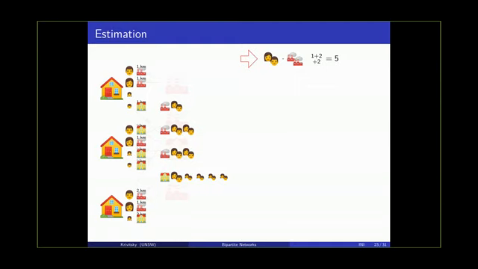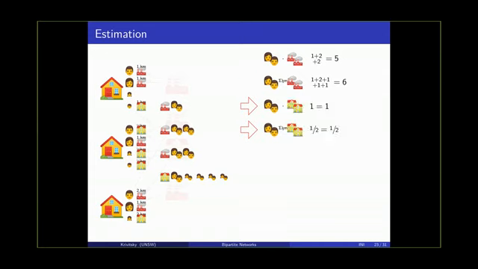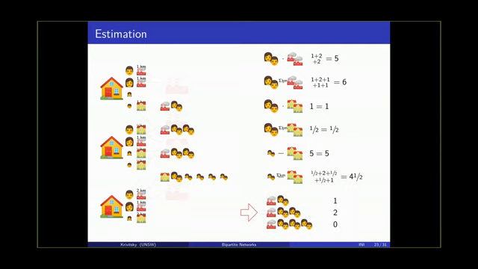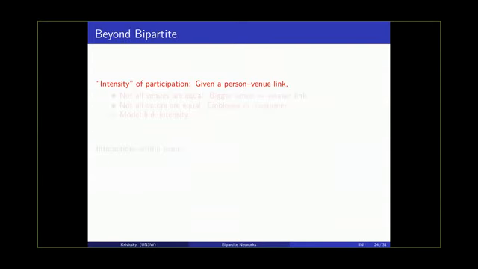Because we know that there are 5 person to work, adult to factory connections. We know that if we add up all the distances, we end up with 6 kilometers worth of travel. We can do the same with adults in schools, and with children attending schools, and we can look at the distribution of the sizes of workplaces. And then beyond that, we can look at, say, the intensity of participation.